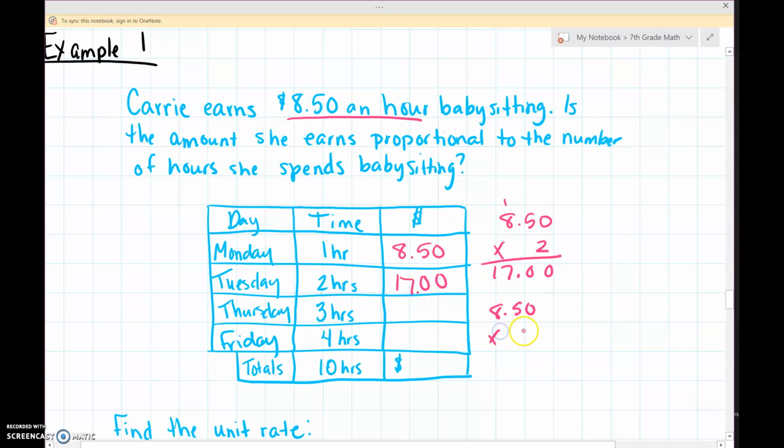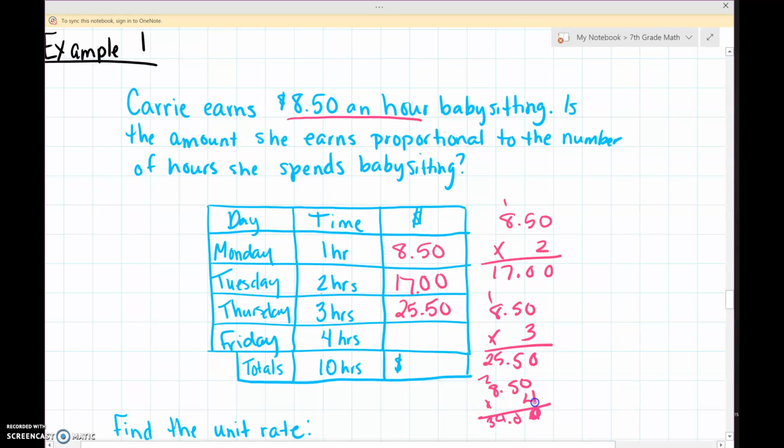$8.50 times, she now worked 3 hours on Thursday. 0, 15, carry the 1, 24, 25. So that's $25.50 that she got on Thursday. And Friday is $8.50 times 4 hours, which is 4, 20, carry the 2, 32, 33, 34.